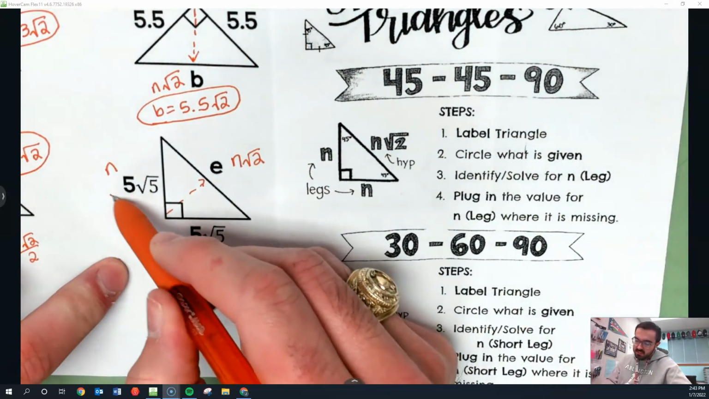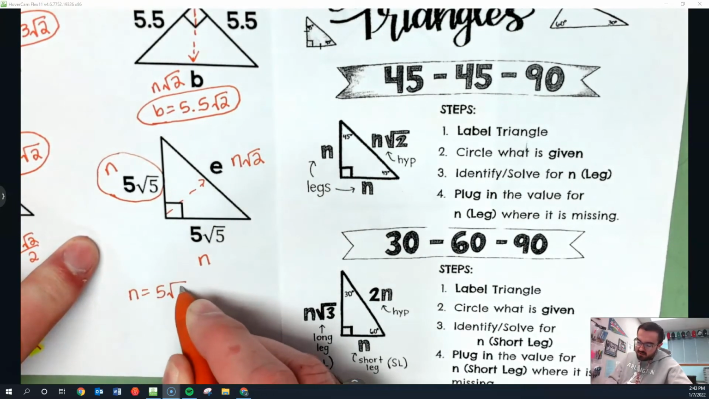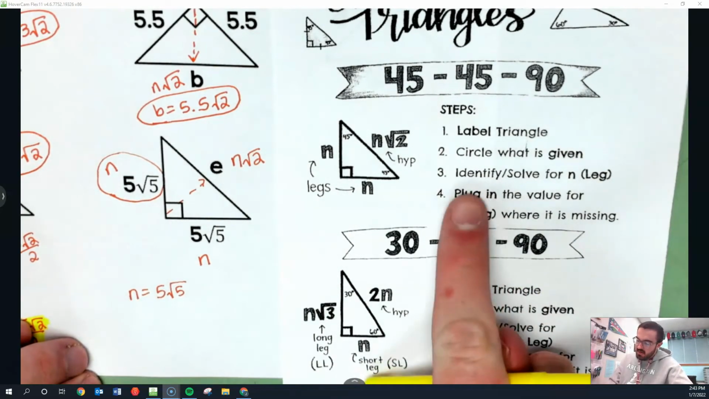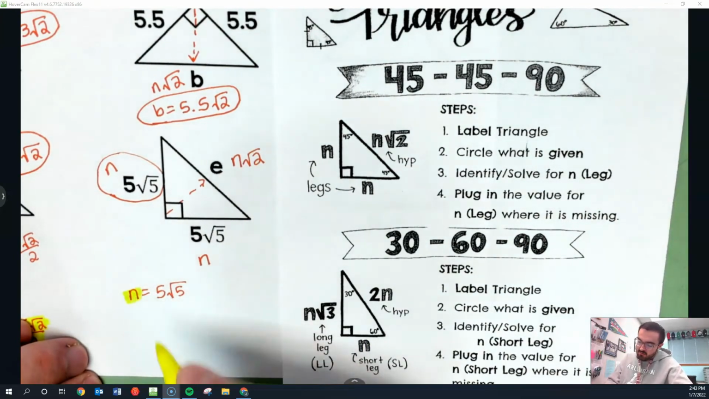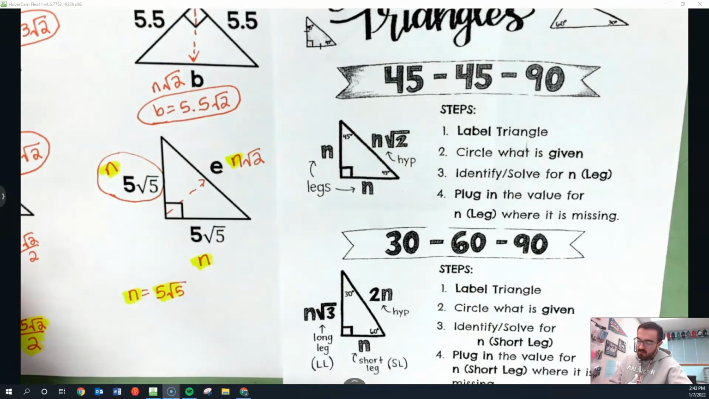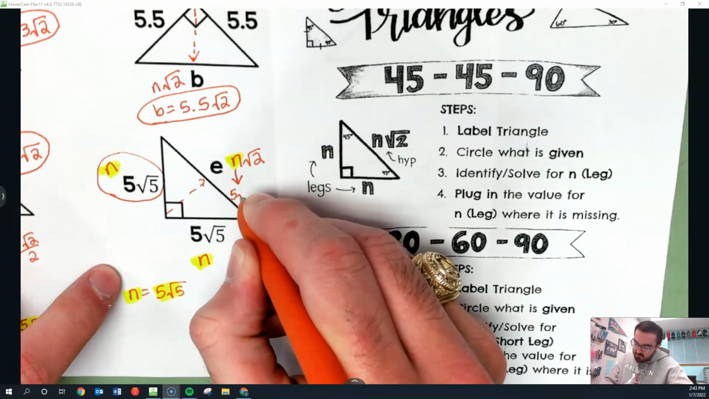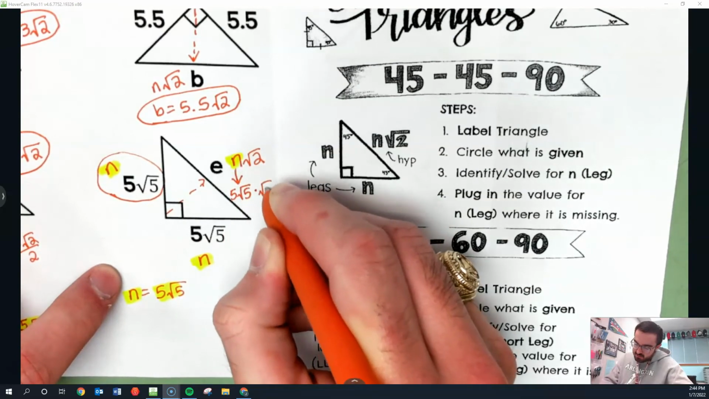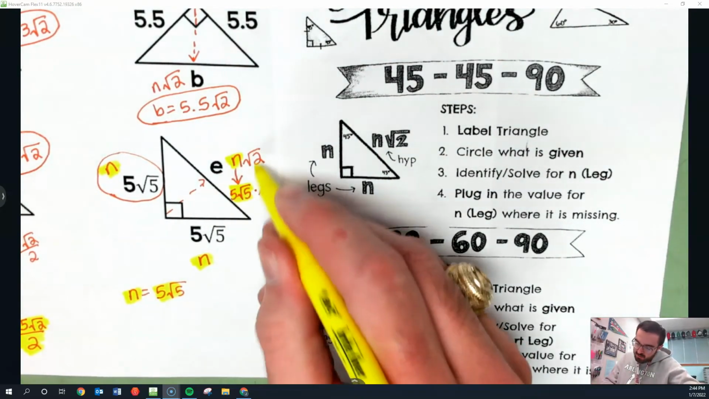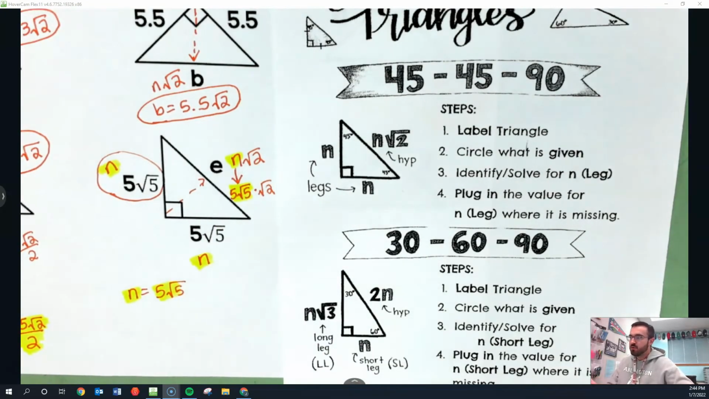This is not given, but this is given. So n is equal to 5 root 5. So that means wherever I see the letter n, I've identified solve for n successfully. So whatever n is, I'm going to replace it with 5 root 5. Okay, right here, n should now be 5 root 5 times root 2. Notice how the 5 root 5 did not replace the root 2. Okay, I just placed it right next to the root 2, and now I still have some work to do.